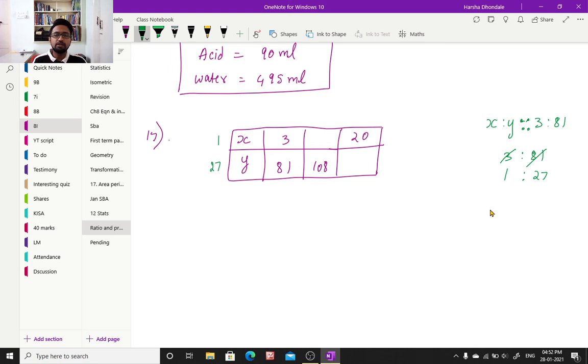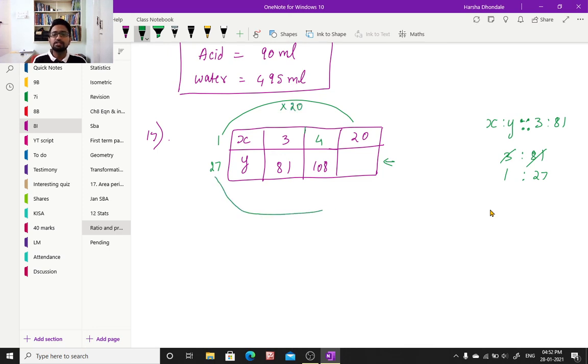Now 27 into what gives me 108? 27 into 4 gives me 108. 1 into 4 gives me 4. So I fill the empty cell. Lastly, I need to fill this particular cell. Again, I'll use the same method. 1 into what gives me 20? 1 into 20 gives me 20.